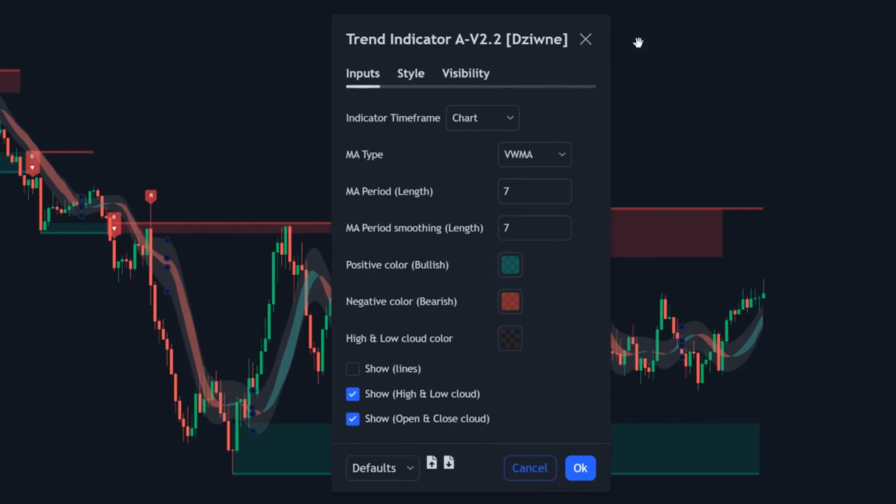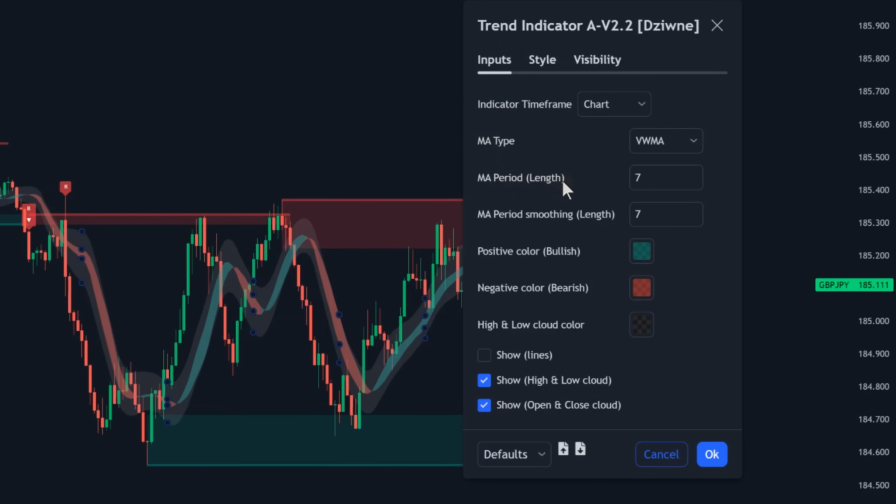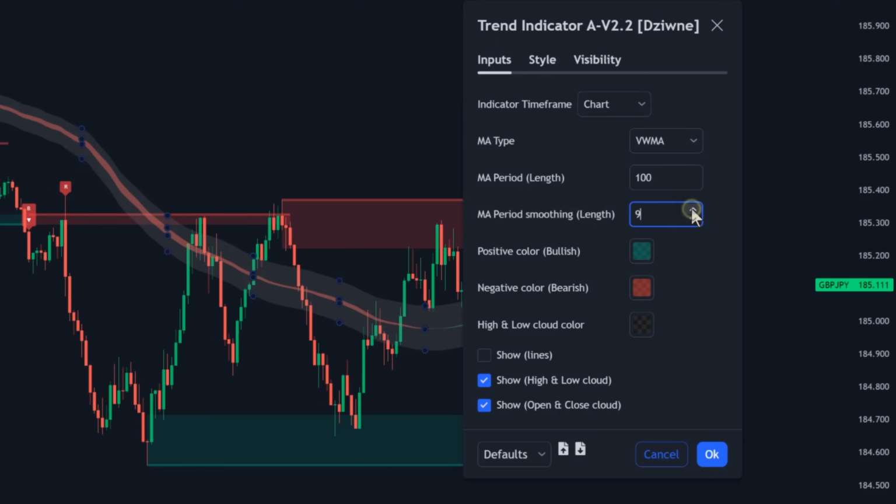On the Inputs tab, change the MA period to 100 and the MA period smoothing to 10. Then down here, you're gonna uncheck the Show High and Low Cloud option.